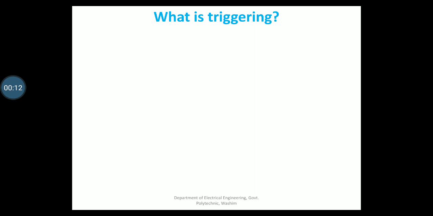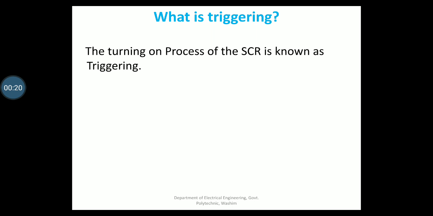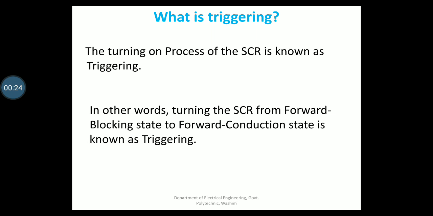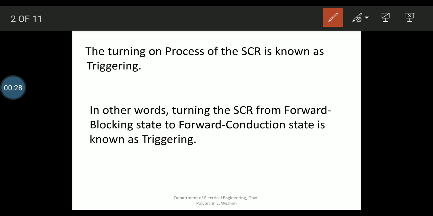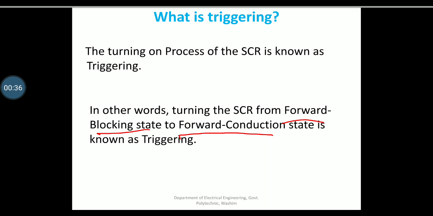So let us understand what is triggering. In short, we can say the turning on process of an SCR can be termed as the triggering. And in some detail, in technical way, when a SCR is transited from forward blocking state to the forward conduction state is known as triggering.